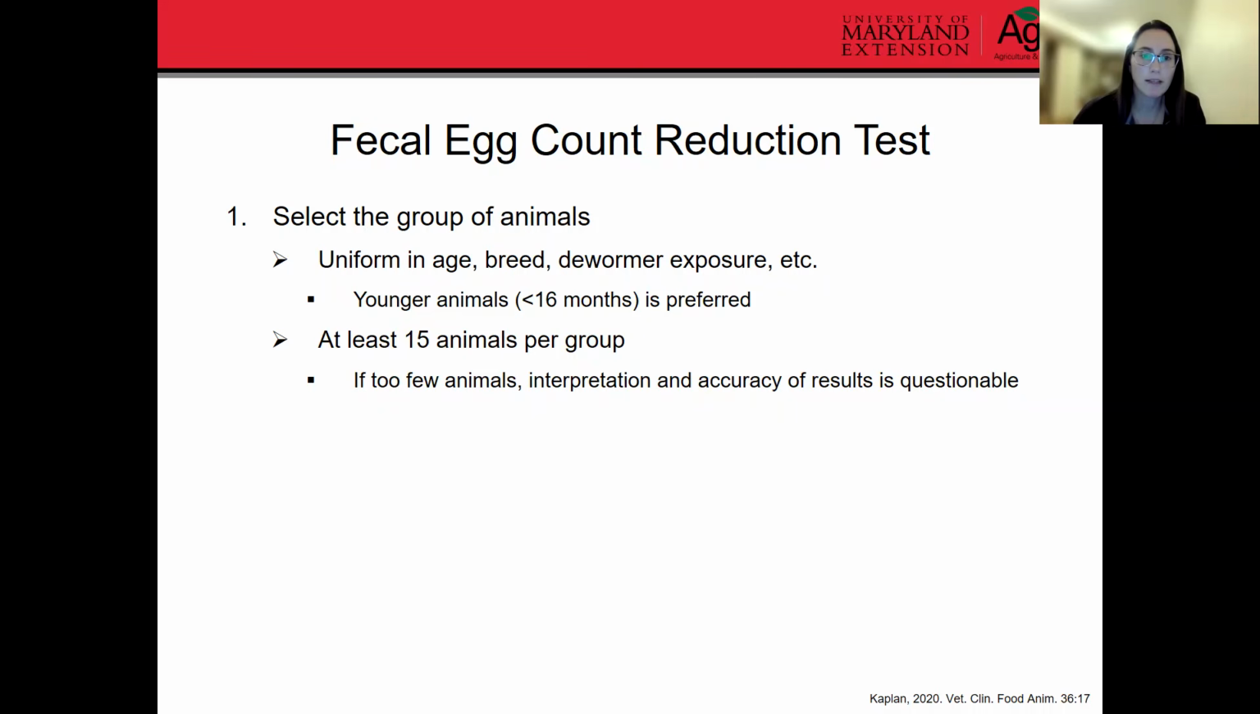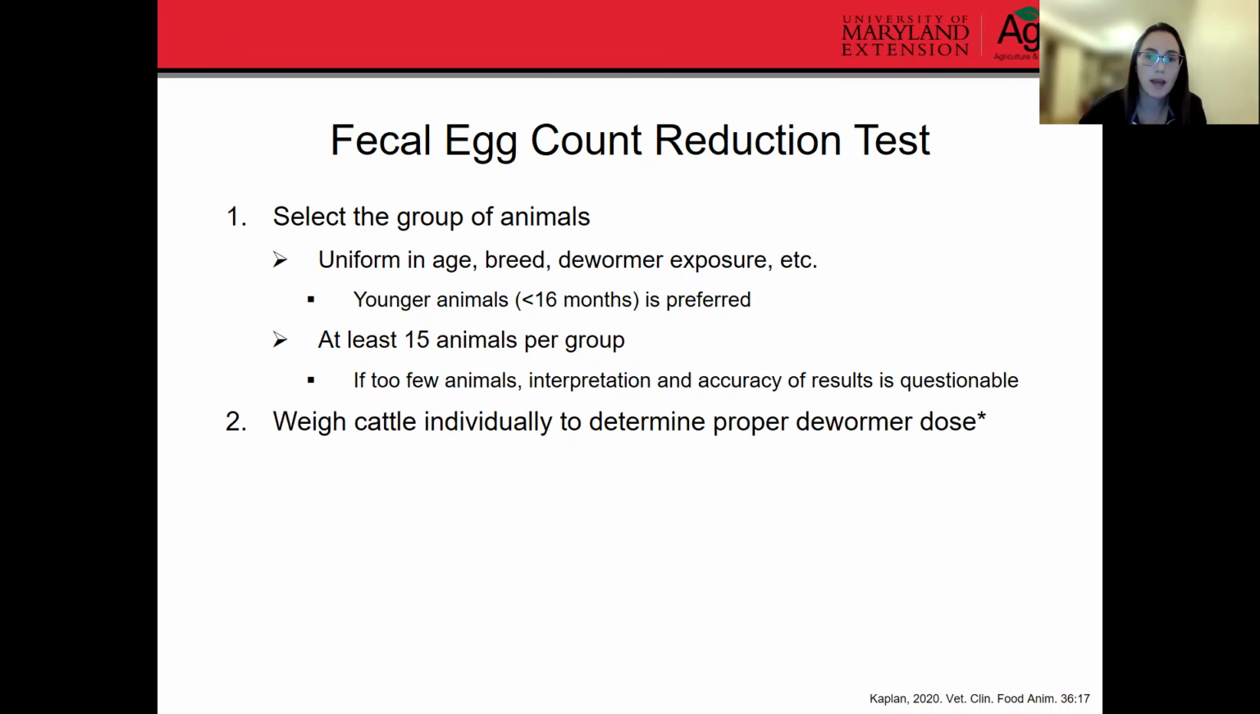And we want to try and have at least 15 animals per group. I know it's not always possible to have 15 uniform animals in a group. If you don't have enough, just be mindful that the interpretation and accuracy of the results can be a little bit challenging to make sense of sometimes.